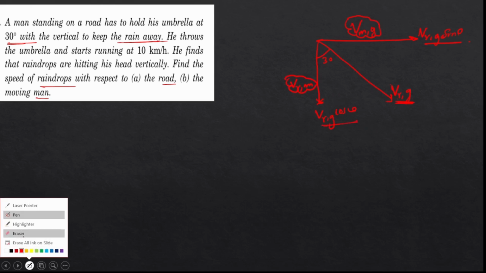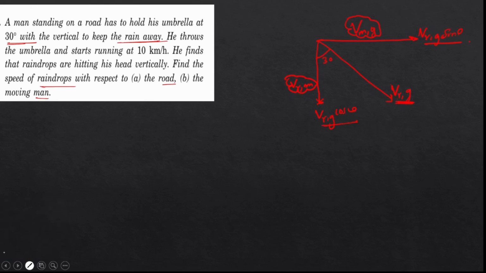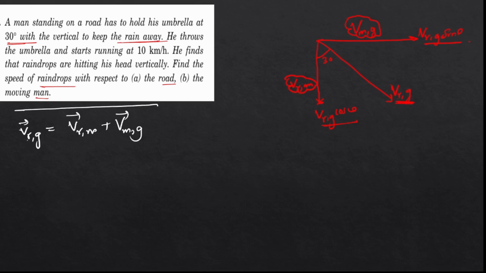Now we know the velocity transform, and how we can write the velocity of this rain with respect to ground. That would be this: velocity of rain with respect to ground would be velocity of rain with respect to man plus velocity of man with respect to ground, right? We have seen in the last session how we can transform this vector. So now we only need to compare its components and we will get the solution.